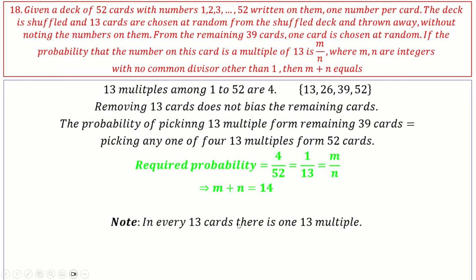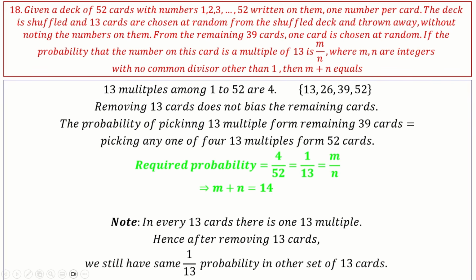Note that in every 13 cards, there is one multiple of 13. Hence, after removing 13 cards, we still have 1 by 13 probability in the other set of 13 cards. This is what you need to understand. This is moderate because it's a conceptual question, so you should know this concept. If you know the concept, this is very simple. Removing random 13 cards won't bias anything.